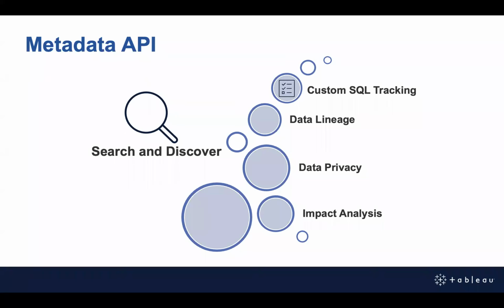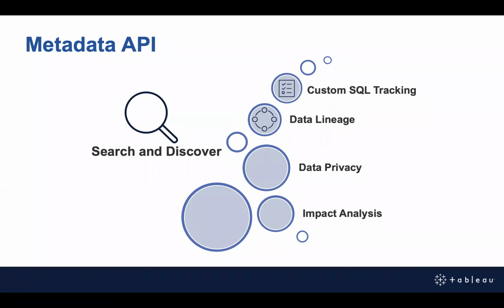We can do custom SQL tracking. With the metadata API, we can pull any workbook on our server, on our site, that's using custom SQL. Maybe we notice that some of these custom SQL workbooks have performance issues. We can get the underlying queries that the custom SQL is built with, and we can work with our end users to fine-tune those queries and get those dashboards performing better.